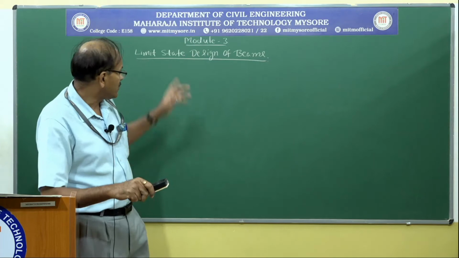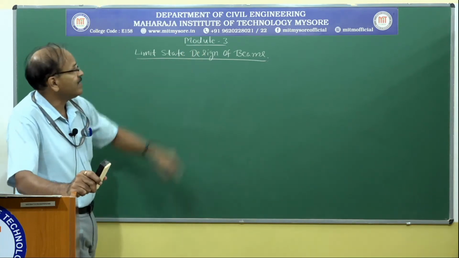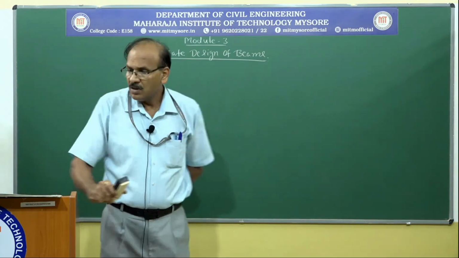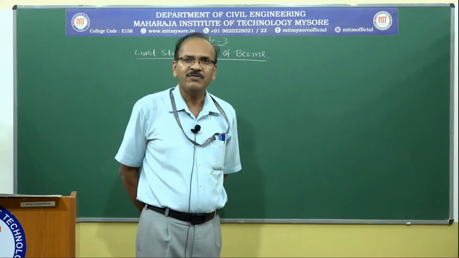Today I am going to start module 3. Module 3 is about limit state design of beams. In module 2 it was limit state analysis of beams. So what is the difference between those two?